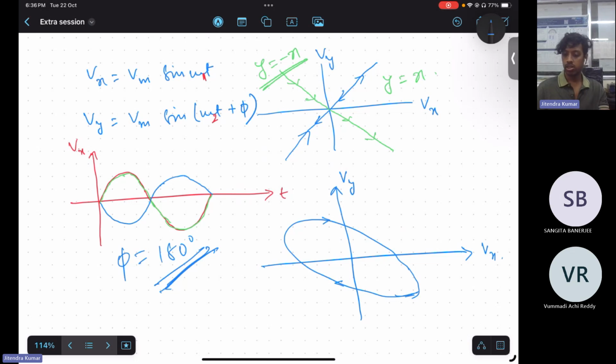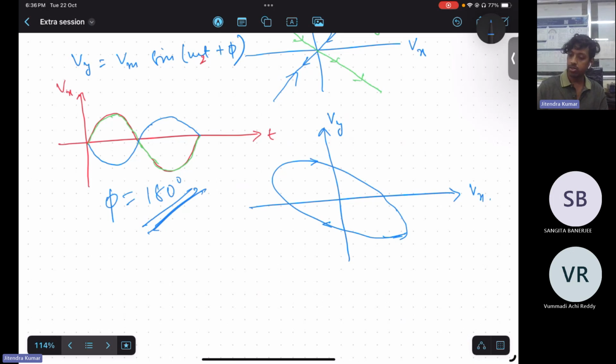If not, then can we find out the phase difference for this ellipse? Just a second. How much will be phase difference between Vy and Vx for this ellipse? Or range would be fine. Actually, we cannot calculate exact. Exact we can calculate if magnitudes are provided. Okay, if magnitudes are provided, then we can calculate exact value.